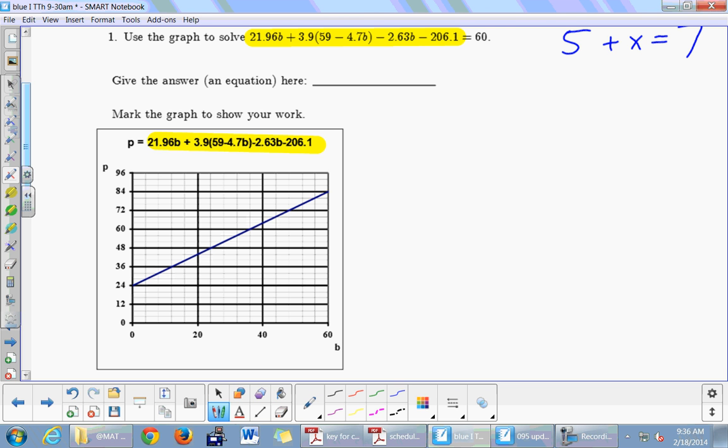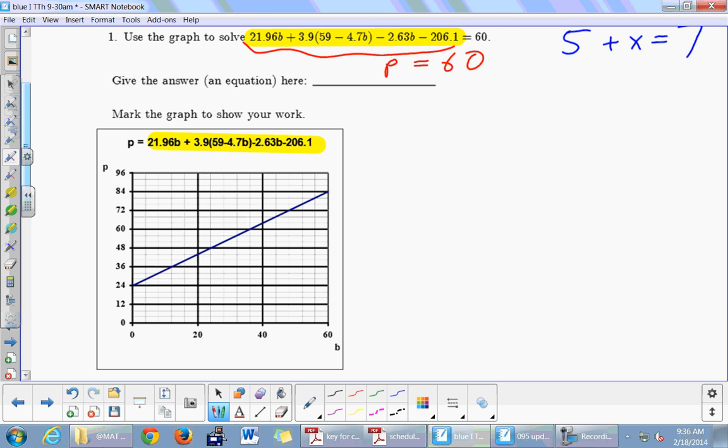But what's a name for all that gobbledygook according to the graph here? What letter did we use for all that gobbledygook? It's P. So what we're really saying is I want you to solve the equation P equals 60, right? Just giving it another name. Okay, so how are we going to do that? Well, let's go to the graph.